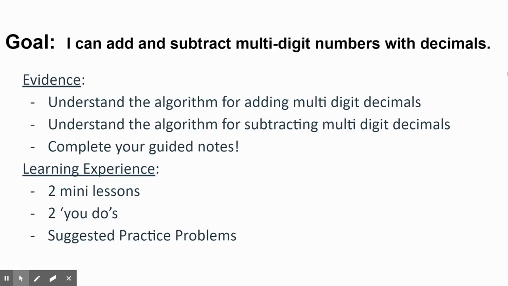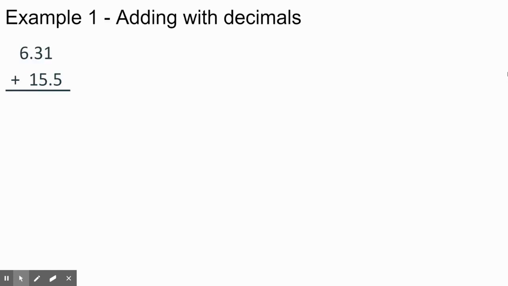Our learning experiences: we're going to be doing 2 small mini lesson problems talking about each of those algorithms. You're going to do 2 you-dos, so you're going to do those problems. And then there are some suggested practice problems at the end. Those are optional, but I suggest you do them because it's good practice. So, with that, we'll move on to our first example.